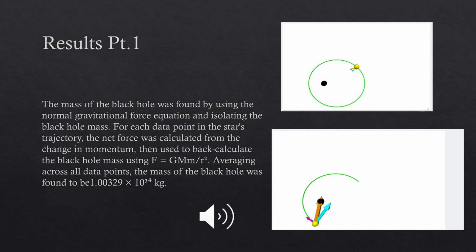Getting to the results from part 1, the mass of the black hole was found by using the normal gravitational force equation and isolating the black hole mass. For each data point in the star's trajectory, the net force was calculated from the change in momentum, then used to back calculate the black hole mass using F equals GMm over r squared. We averaged this across all the data points, and we found the black hole mass to be 1.00329 times 10 to the 34.